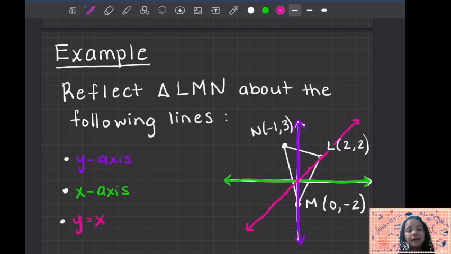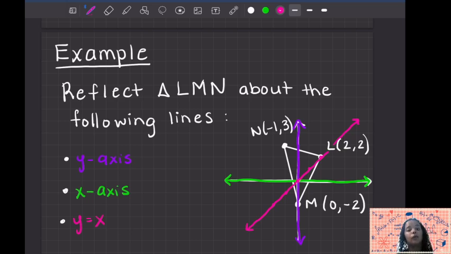Now, the easiest way to do this is to use reflection rules, okay? So we're gonna go ahead and talk about some of the reflection rules. So some of my reflection rules are, let's do the y-axis first. So let's say I'm reflecting about the y-axis, okay?